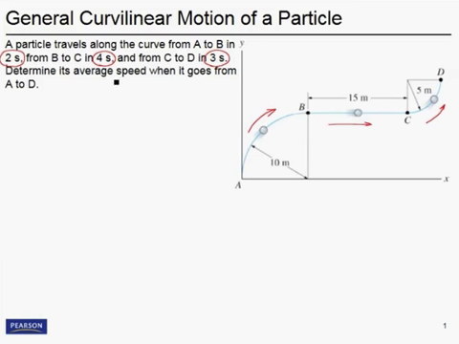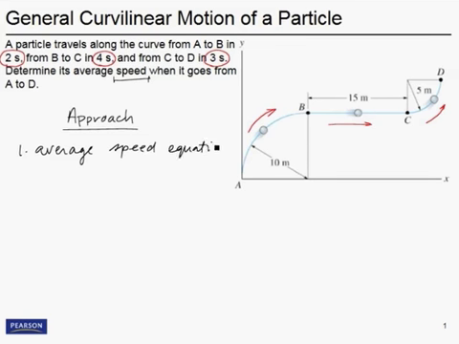So when we're talking about language like average speed, what we're really considering is total distance traveled divided by total time that it takes to travel that distance. That being said, the approach is pretty straightforward. The first thing we want to do is write out an average speed equation, and that equation is going to be V average equals the total path traveled, S total, divided by the total time, T total.